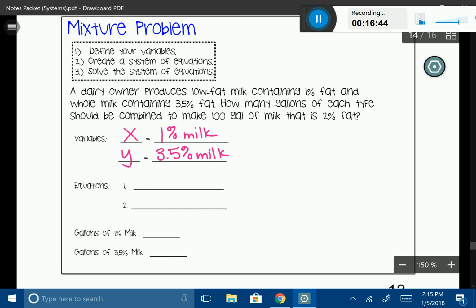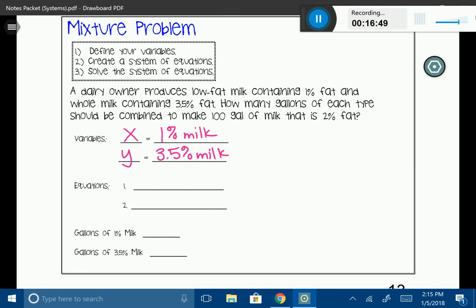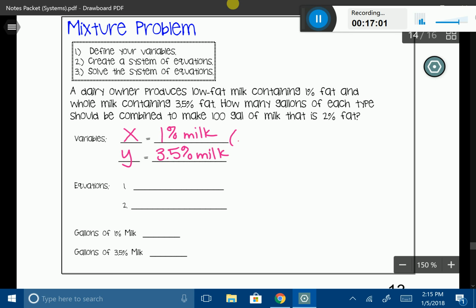All right, now the equations. Again, I'm going to start with a very simple equation first. I'm trying to make 100 gallons, and I'm trying to look for how many gallons of 1% and how many gallons of 3.5%. I'm actually going to write that up here just to remind myself that these are gallons that we're looking for in these variables. So really what I want to know is how many gallons of 1% plus how many gallons of 3.5% are going to give me that 100 gallons. That's my nice, simple equation.